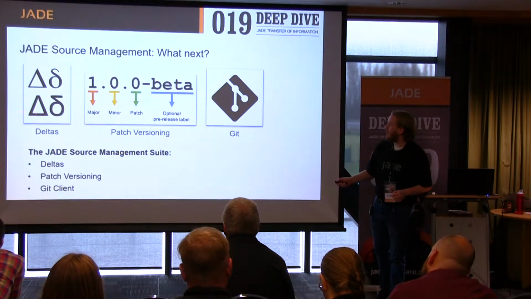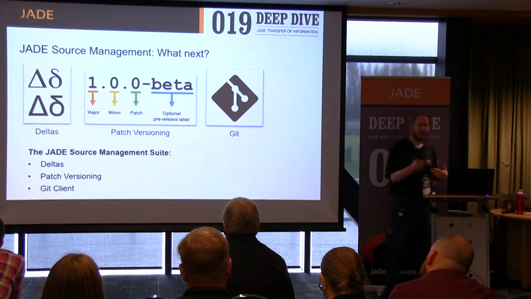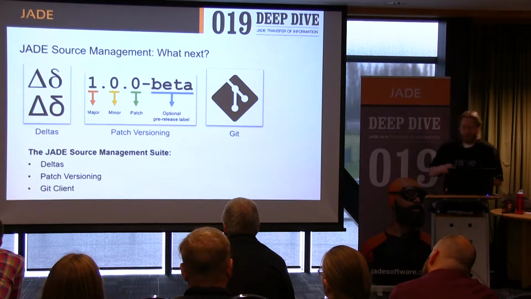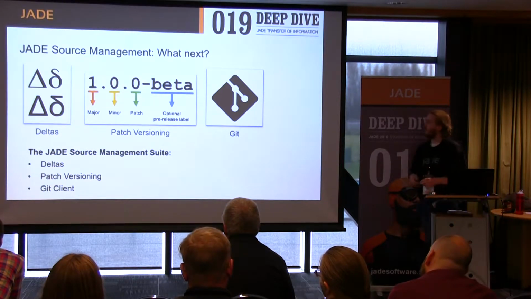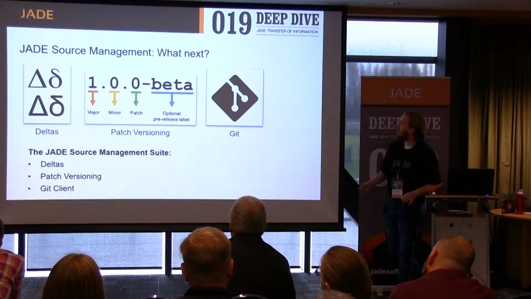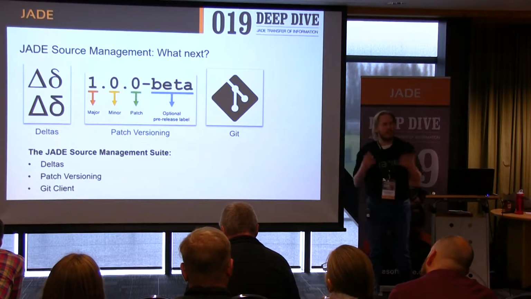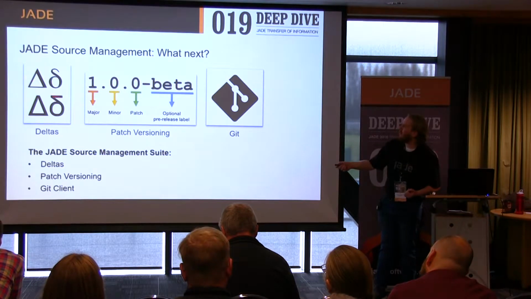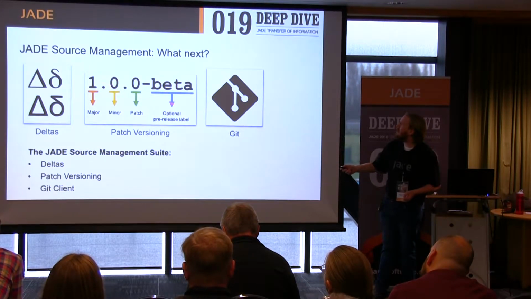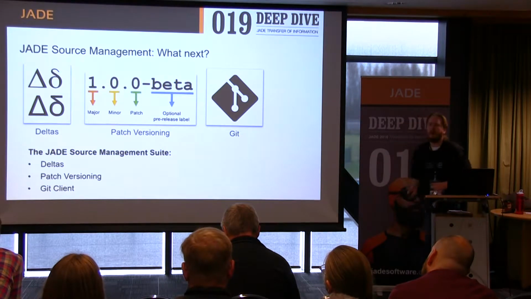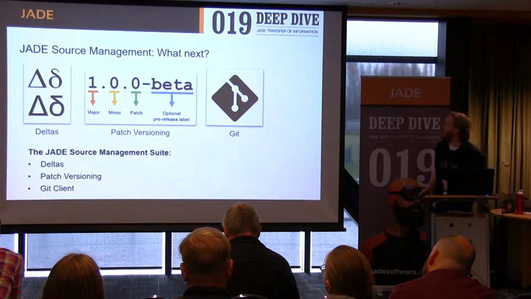First of all, we had deltas. That's checking out and checking in methods, one way that you can help to manage your source. We have patch versioning. Incidentally, it's really hard to find a good image that sums up patch versioning. For deltas, I thought, the Greek symbol for delta. Git has a logo. This is actually semantic versioning, which doesn't really have anything to do with our patch versioning, but there you go.